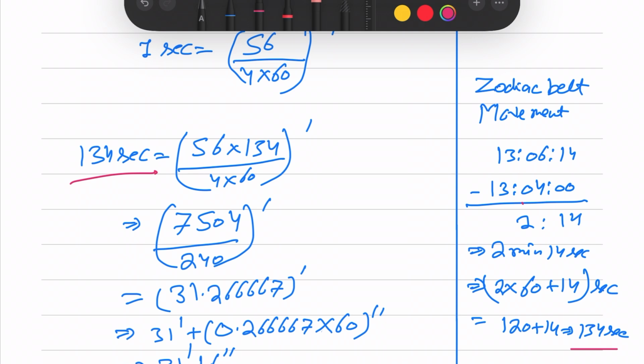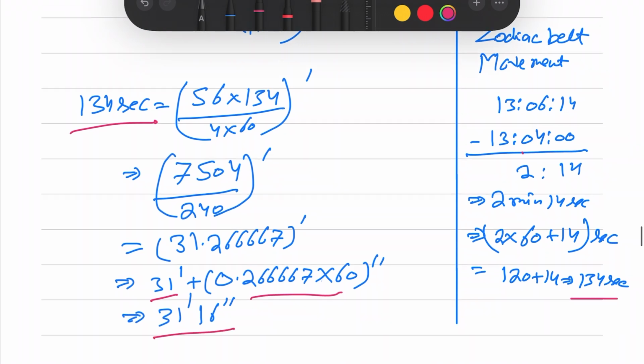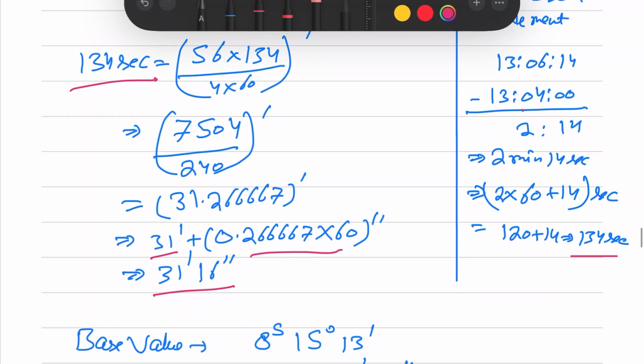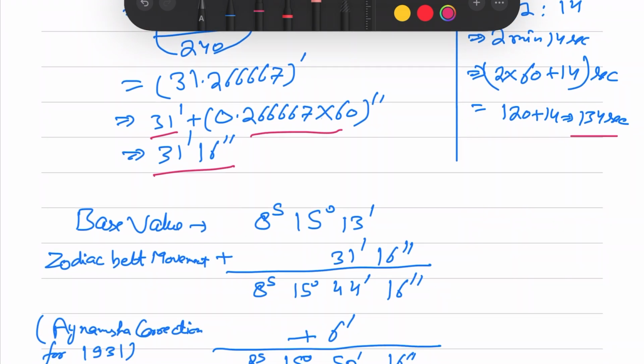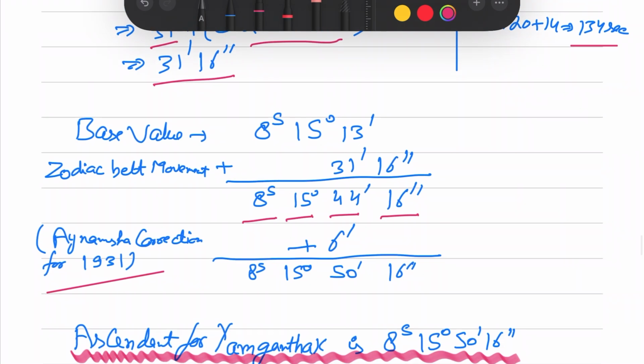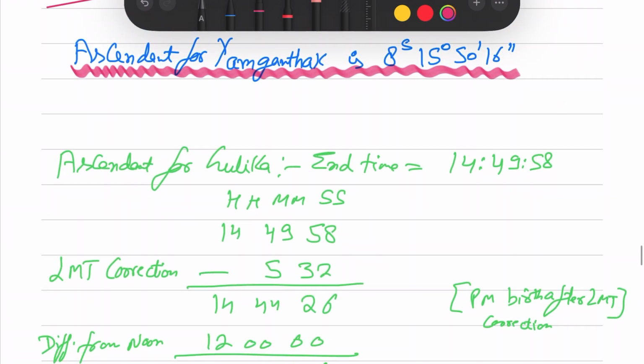So we get 31.26667 arc minute. So we take 31 out and convert the point value into the lower unit by multiplying by 60. So we get 31 arc minute and 16 arc seconds. So we add it to the base value for the zodiac belt movement. So we get 8 sign 15 degree 44 arc minute and 16 arc second. And the Ayanamsha correction for year 1931 is plus 6 arc second. So we add it. So this is the position of the Yamaganthaka, 8 sign 15 degree 50 arc minute and 16 arc second. Similarly, let's calculate for Gulika.